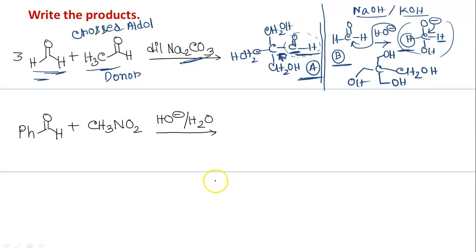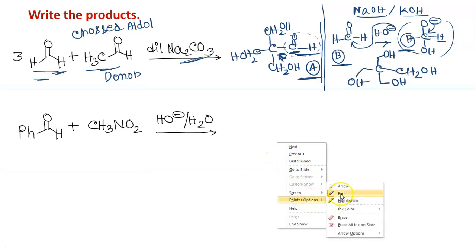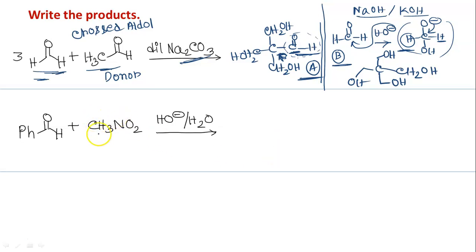Okay, next example. Now we have taken nitromethane, not two molecules of carbonyl. We have taken one carbonyl compound, which is benzaldehyde, and nitromethane. So basically, as it is carbanion generation, here also a carbanion can be generated by removal of one hydrogen. So it will be CH2NO2. Okay, so this is also an analog of aldol, we can say. This negative charge will attack here.